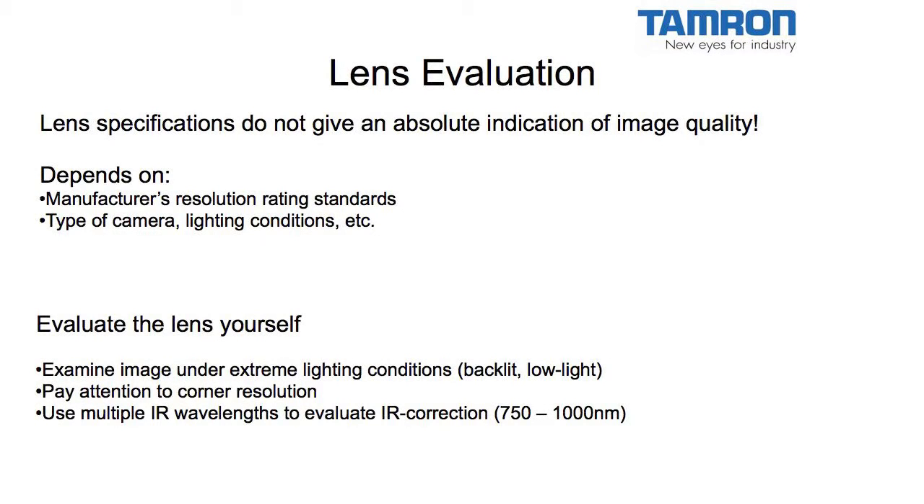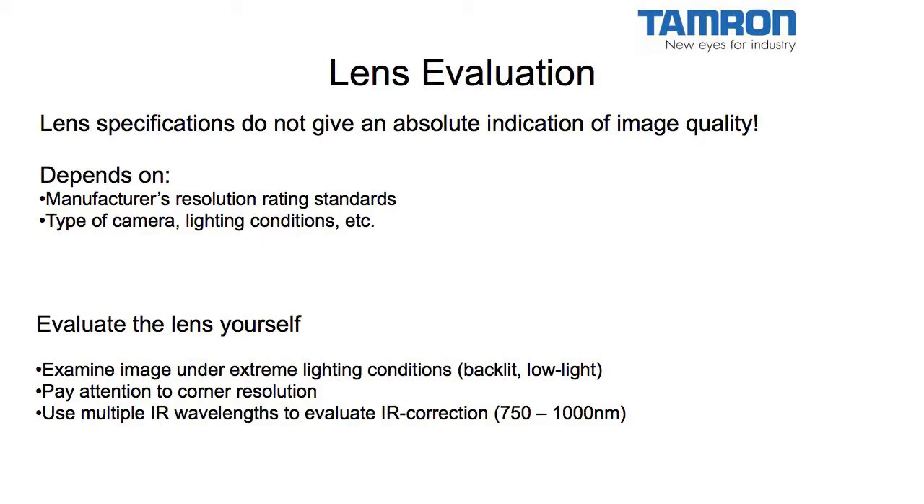When choosing a lens for your security application, remember that the specifications given by the manufacturer are not necessarily an indication of image quality. Different lens manufacturers have different standards for rating lens resolution, and resolution ratings given by different manufacturers may not be directly comparable. Different lenses also work better with certain types of cameras than others, or may perform differently in different lighting conditions. Even the image brightness of two lenses with the same F number can be different. That's why it's important to evaluate the lens yourself to confirm its suitability for your application.